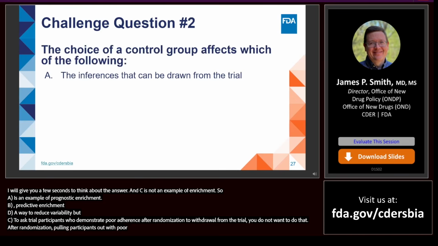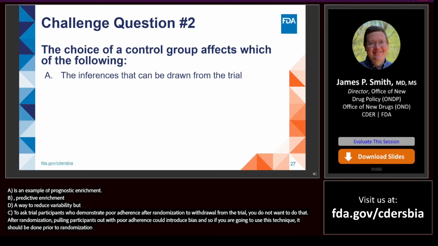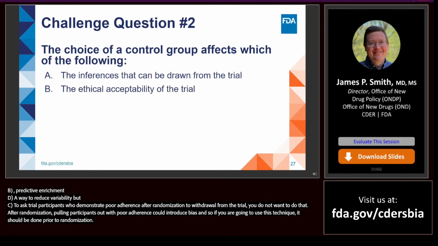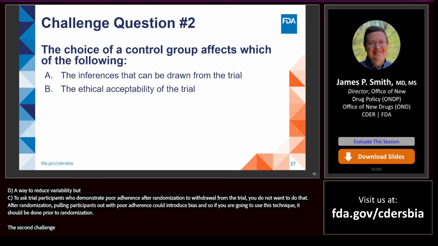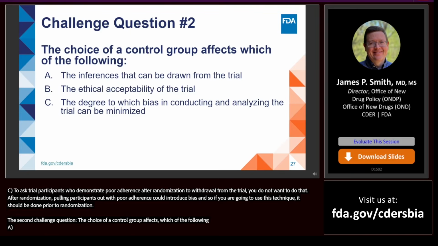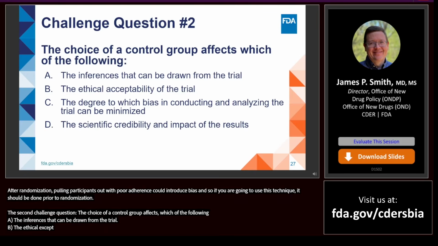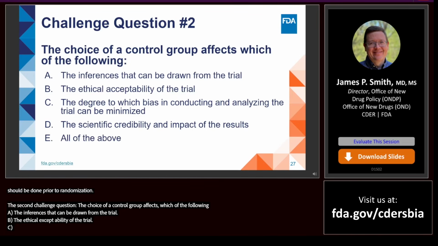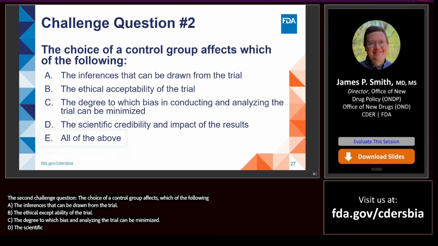The second challenge question: the choice of a control group affects which of the following? A, the inferences that can be drawn from the trial. B, the ethical acceptability of the trial. C, the degree to which bias in conducting and analyzing the trial can be minimized. D, the scientific credibility and impact of the results. And E, all of the above. And hopefully that's clear that that should be E, all of the above.